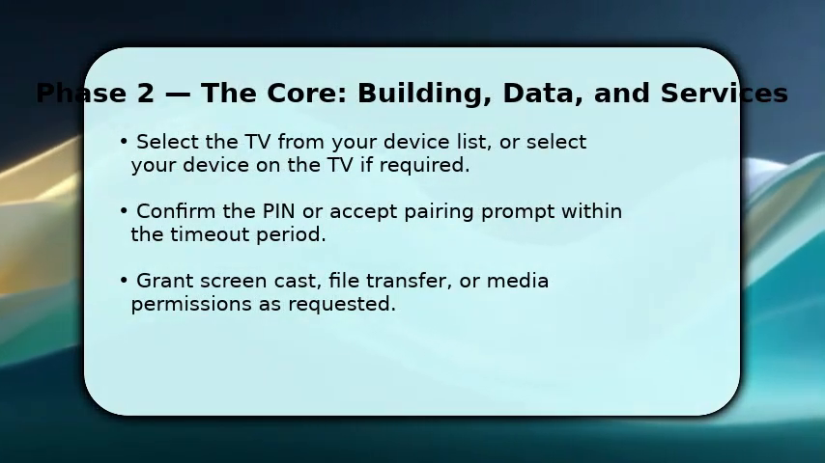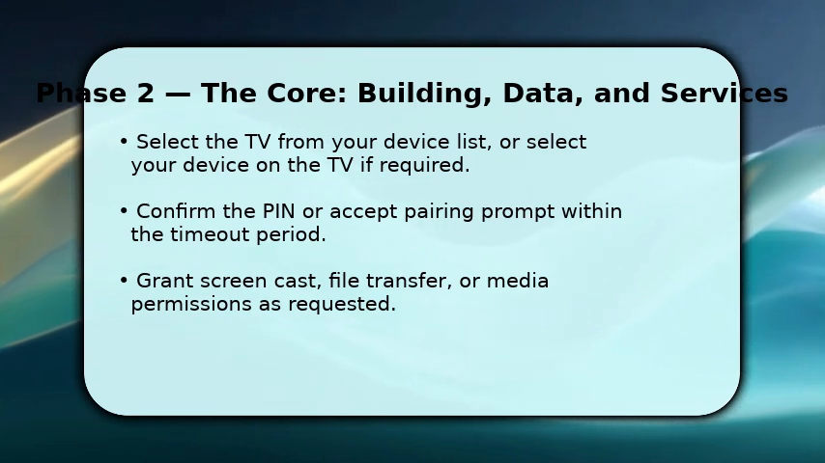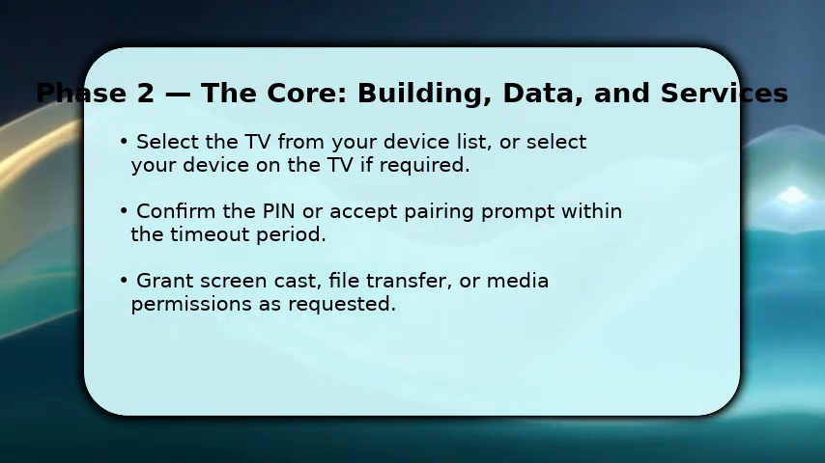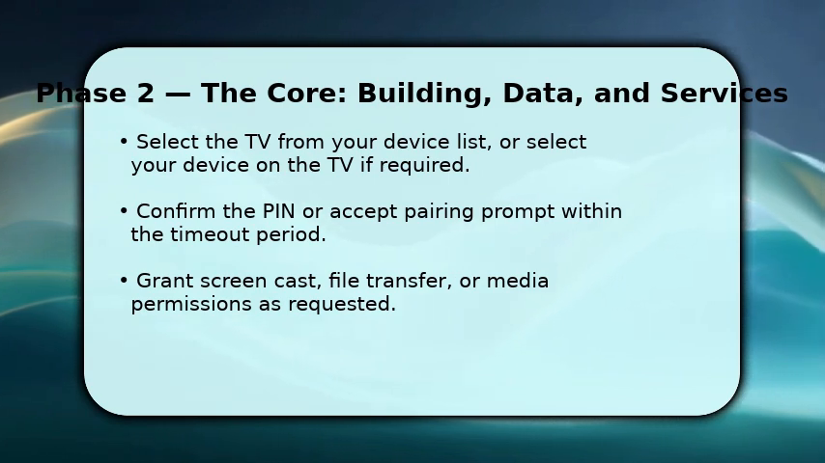On your phone, tap the TV name. On some TVs, you must select the device instead. When a PIN shows, type it exactly on the requesting device or accept the matching code on both screens. This secures the direct link.